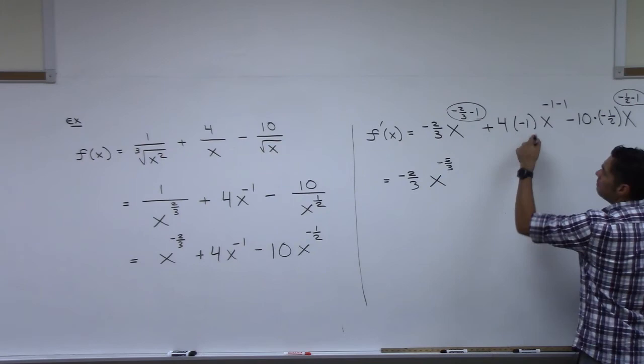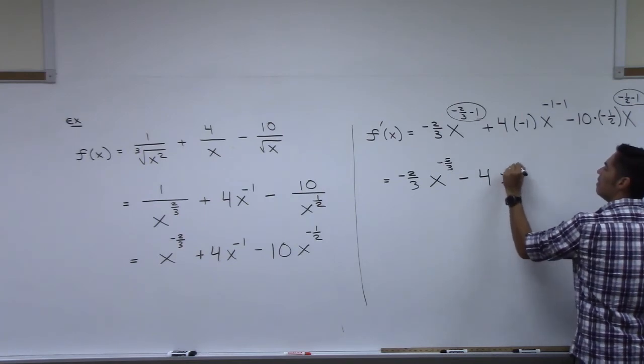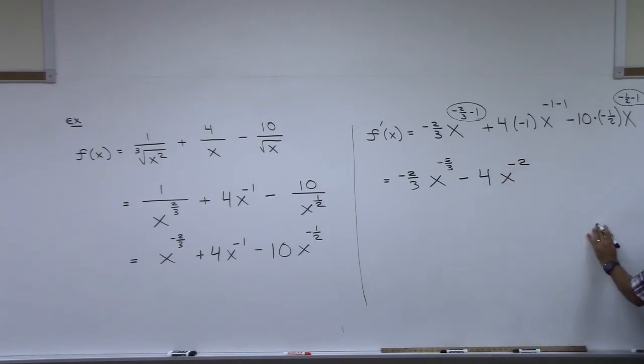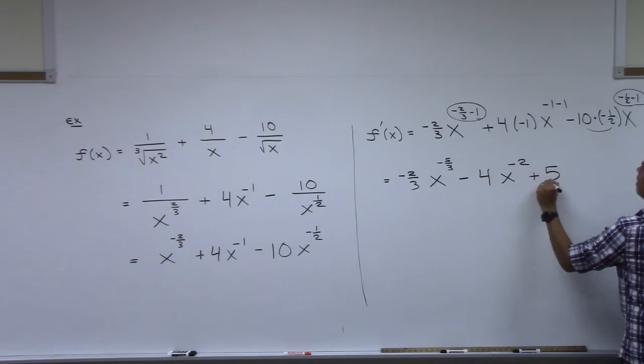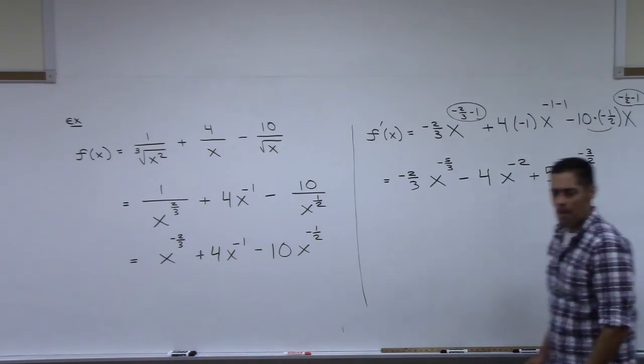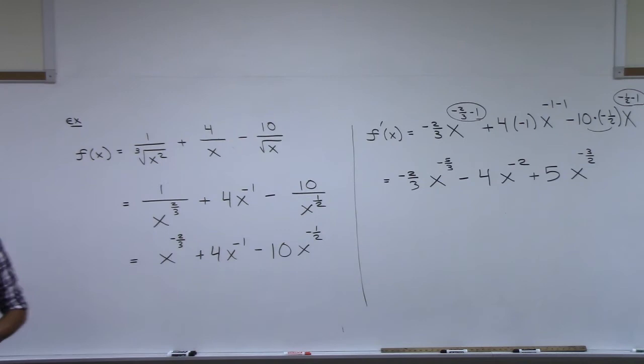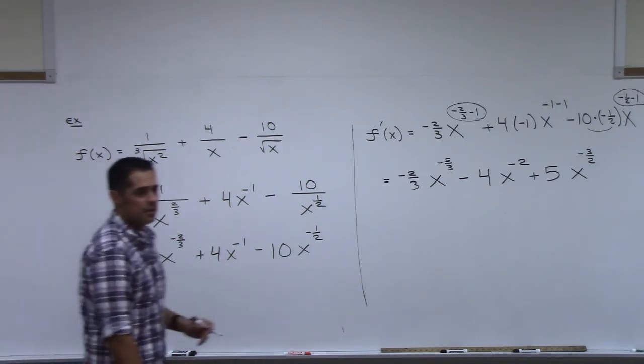All right, so here, what's that? These two? So just minus 4, right, or negative 4. Then x to the negative 2, and then, these two together. Yep, plus 5. And then x to the negative 3/2. There we go. That's it. That's the answer. It looks ugly, but that's the answer.